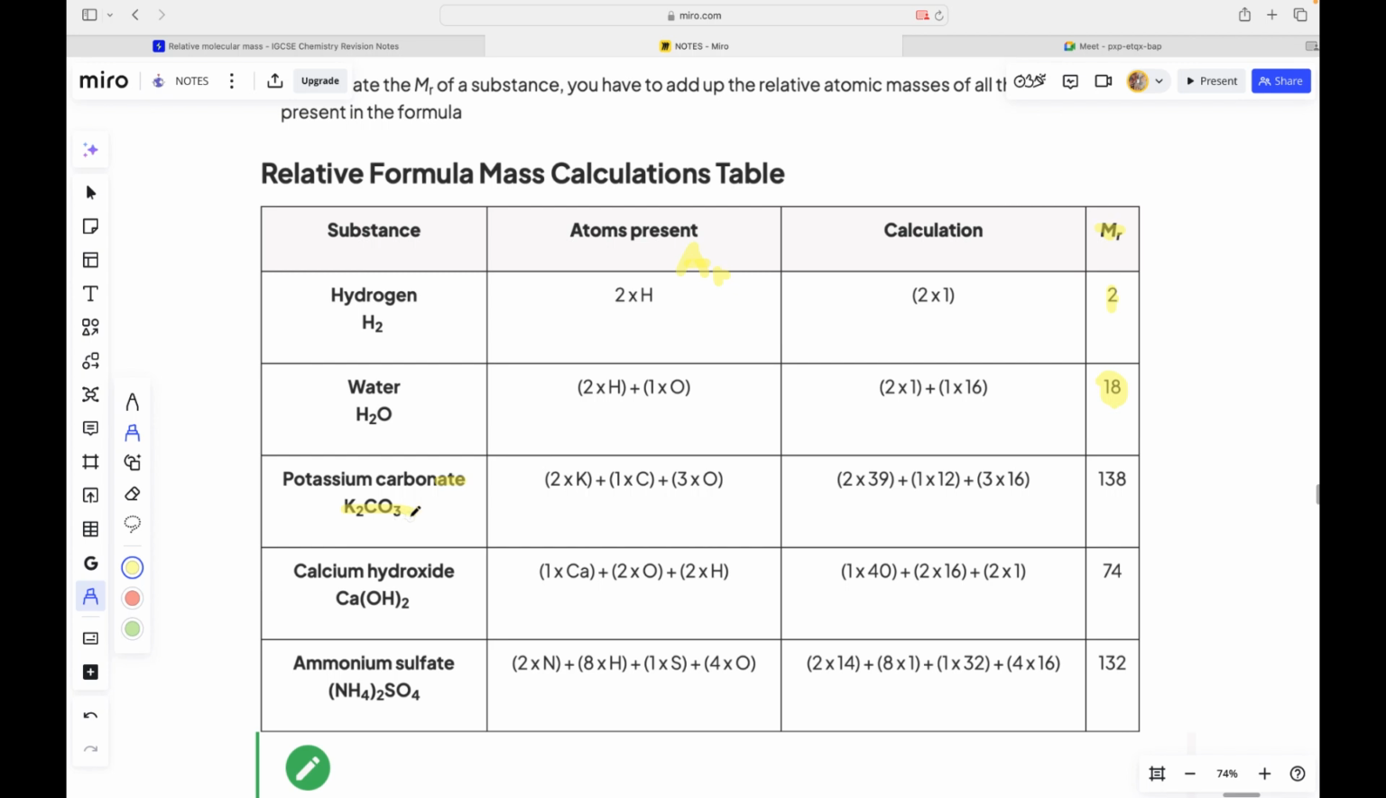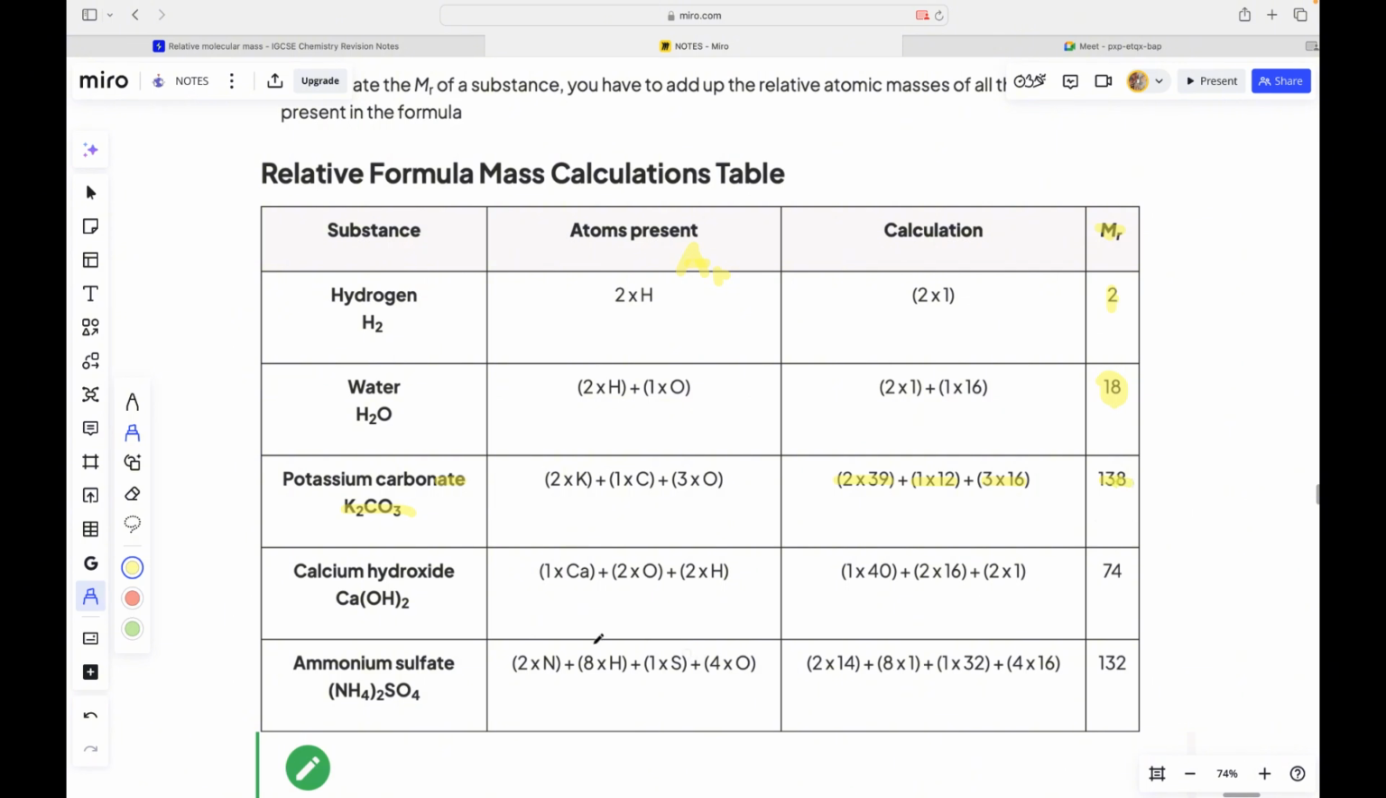Now for potassium, you will say 2 times potassium. The mass of potassium is 39. So 2 times 39, plus the mass of carbon. The number of atoms is 1, so you say 1 times 12. The relative atomic mass of carbon is 12. Plus there are 3 atoms of oxygen, and the relative atomic mass of oxygen in the periodic table is 16, so 3 times 16. We add everything together, 2 times 39 plus 1 times 12 plus 3 times 16, and we get a total relative molecular mass of 138.